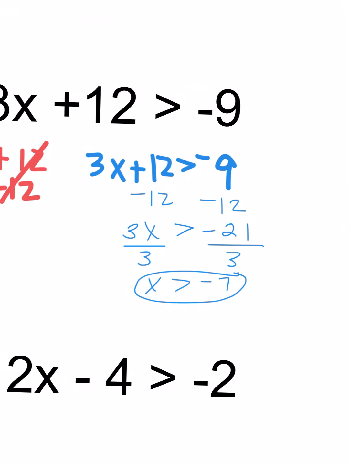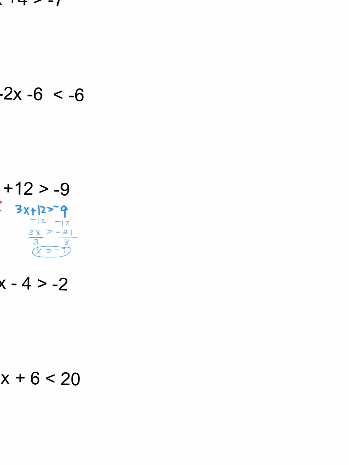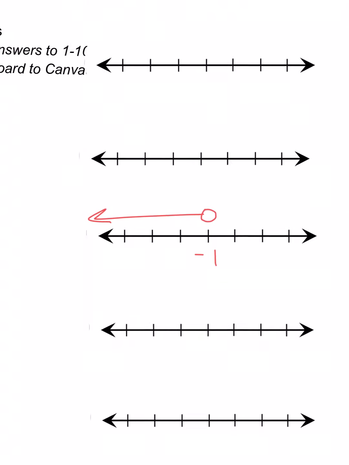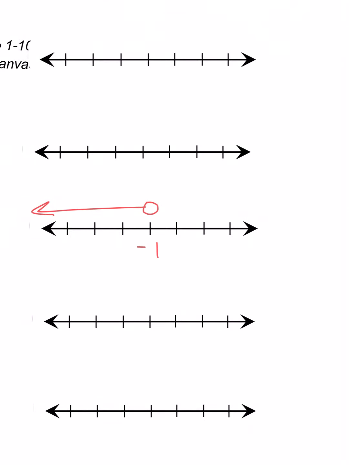Let's plot that on the number line. X is greater than negative 7. If we come over here, let's say that this is negative 2, this is negative 3, negative 4, negative 5, negative 6, negative 7. We'll say x is open circle greater than negative 7. And so the solutions to the inequality happen from here to here.